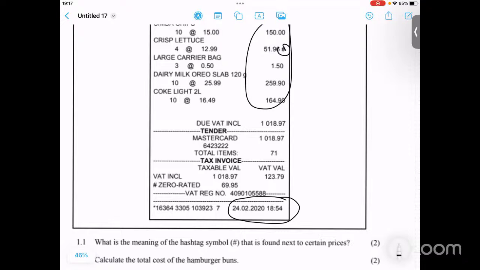Zero rated simply means that the VAT that is charged on that good is 0%, which means they can decide that they don't charge it at 0. They can increase it to 1, they can increase it to 2, they can increase it to 3, whatever percentage they want. It's just that for now it's charged at 0%. Do you guys get it?